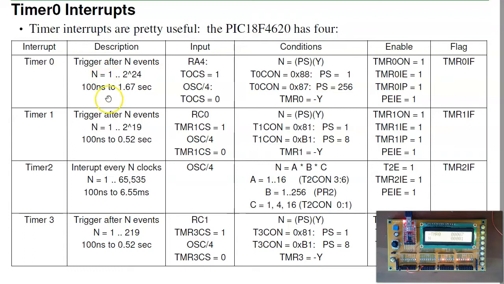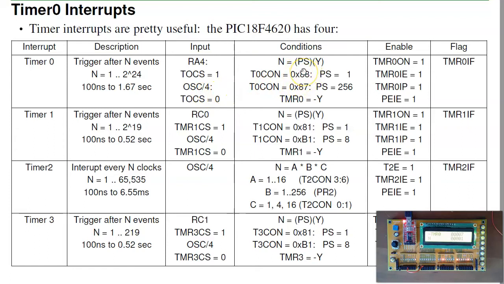They all trigger after n events. With Timer2, the one we just talked about, n is equal to a times b times c, where a, b, and c are stored in two registers, T2CON and PR2. Timer0, 1, and 3 are slightly different. They expanded them so I can have an external input and count how many times I push a button, how many people walk through a door, or I can have it run off the clock, your pick. I can set the conditions for the interrupt.